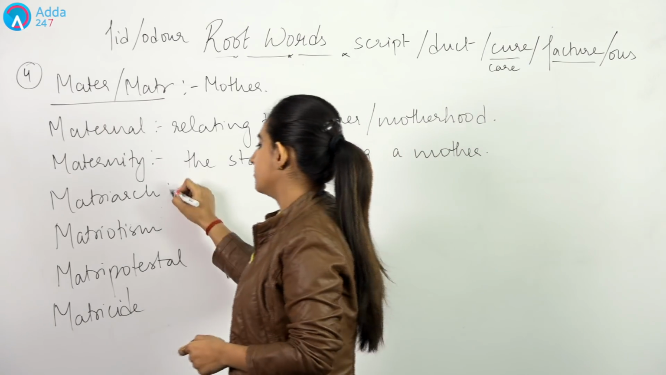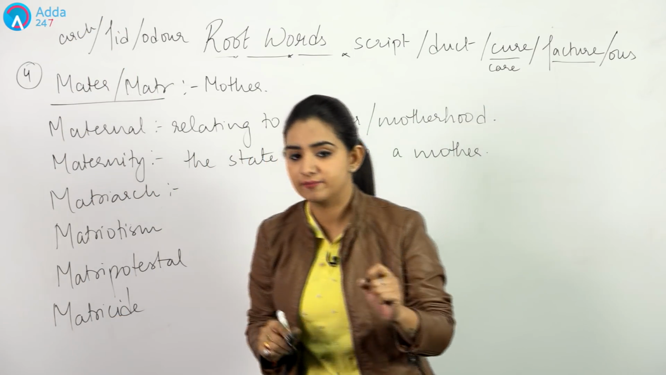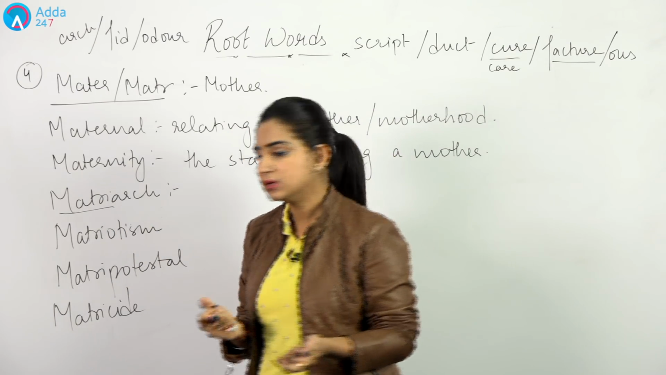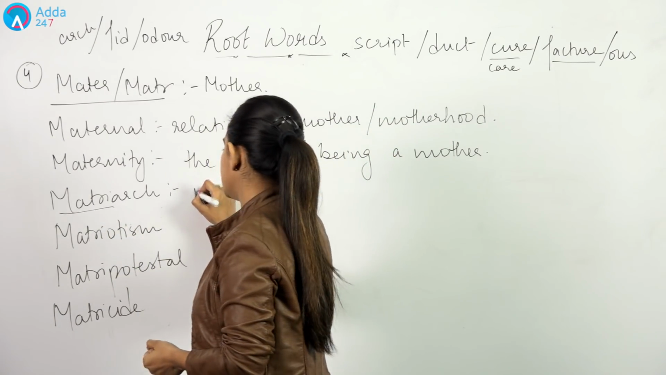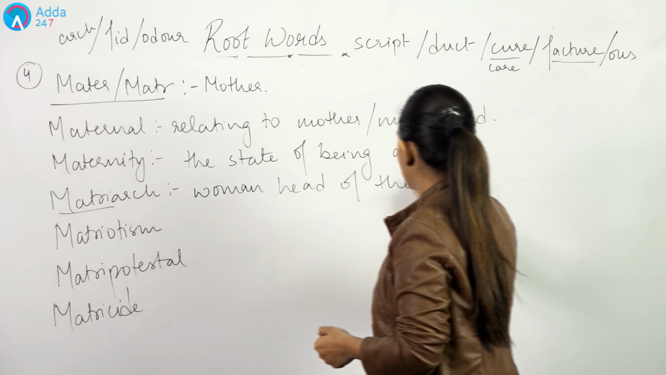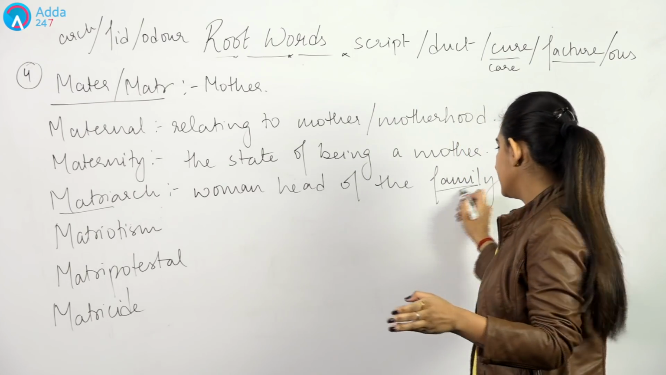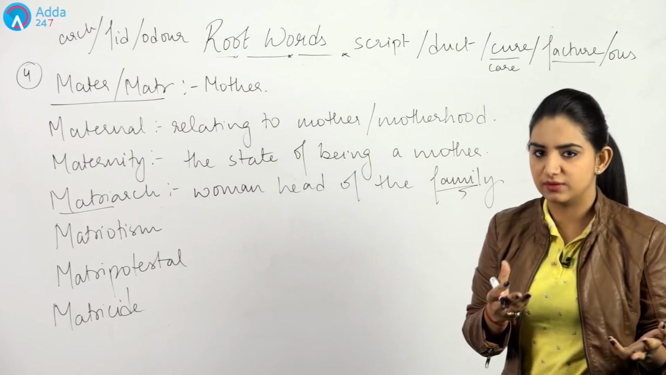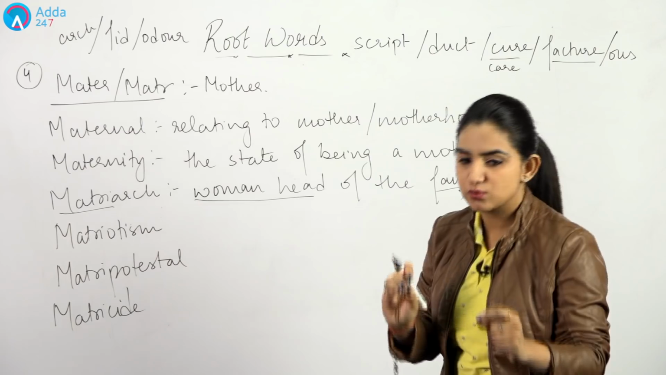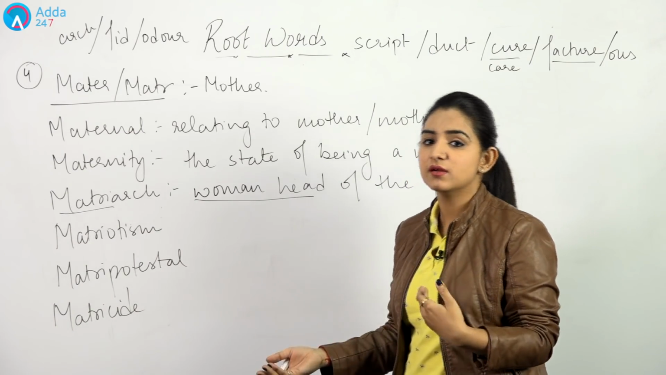Then we talk about the word matriarch. When we have arch written somewhere, this defines the head. And when I say matri, matri defines what? Mother. So matriarch, what does this mean? It means woman, head of the family. So obviously, if there is a woman head of the family, in family you will only have the mother, right? So in the family, if there is a woman head, that is what we mean by matriarch. If we change it to patriarch, that means a male head in the family.